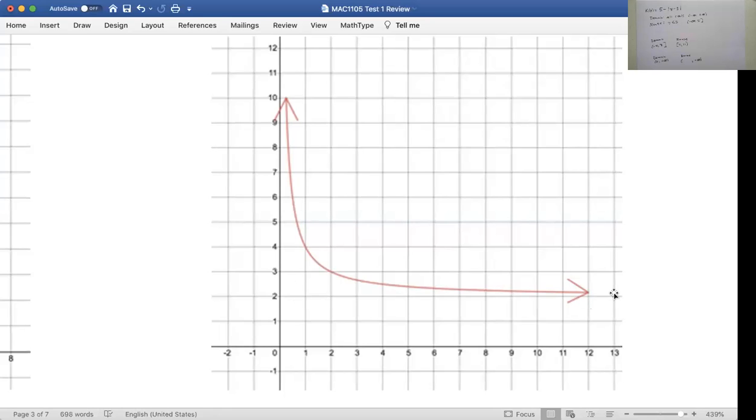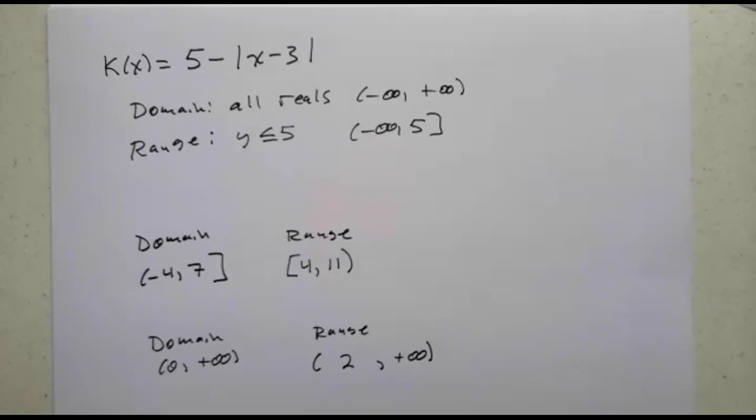Right? We see our arrows, it's going to continue that way. We're assuming there's an asymptote here at 2. We're assuming it never quite gets there. So the range will be from 2 to infinity with a round bracket, right? Round bracket here. So the way we would write this otherwise, our domain here would be x is greater than 0 for that function. And the range would be y is greater than 2.